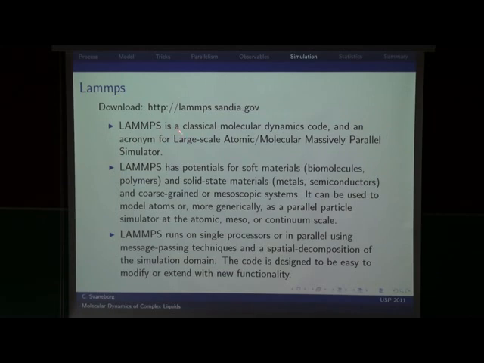Okay, so what is LAMMPS? It's a classical molecular dynamics code. It stands for Large-scale Atomic/Molecular Massively Parallel Simulator. What it does is all these tricks I showed you. This is already implemented in LAMMPS.